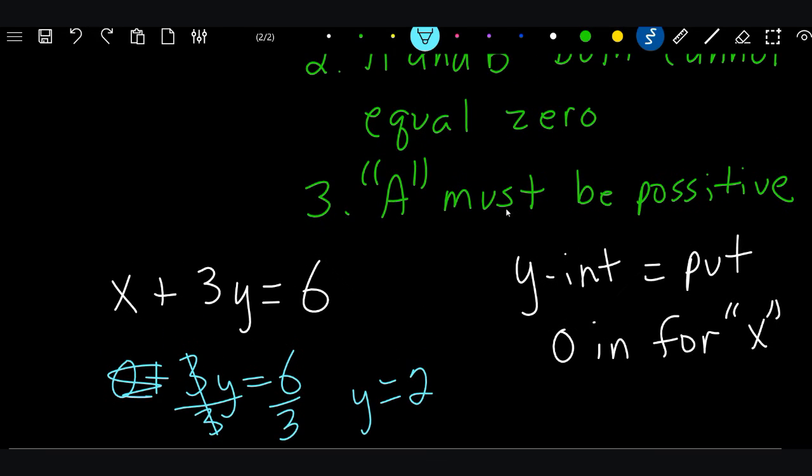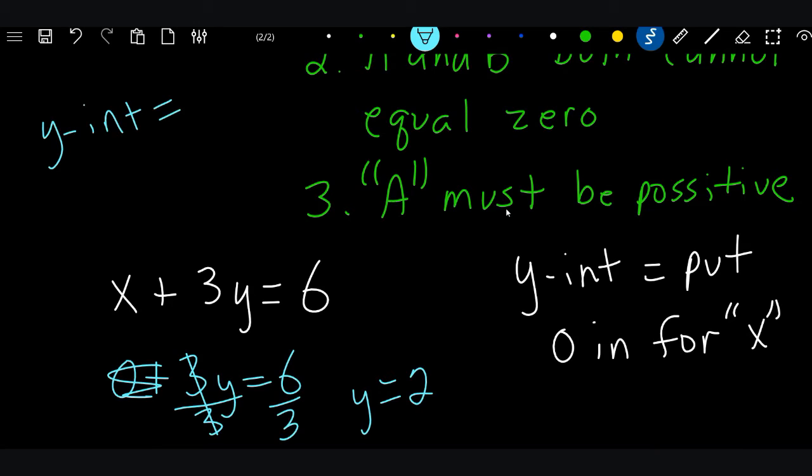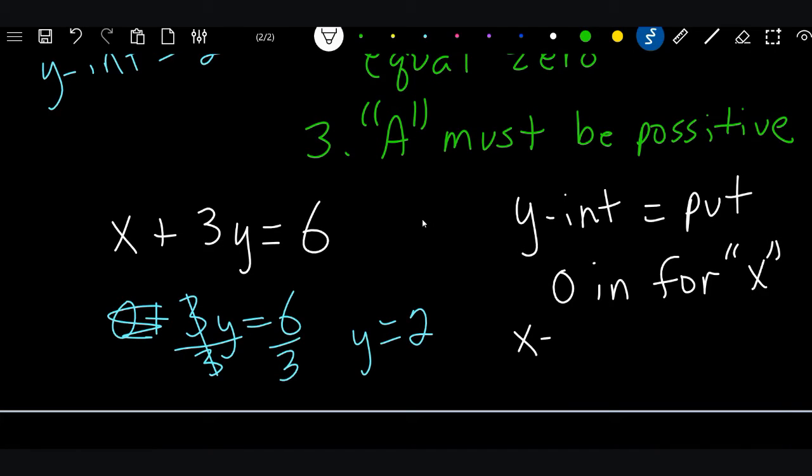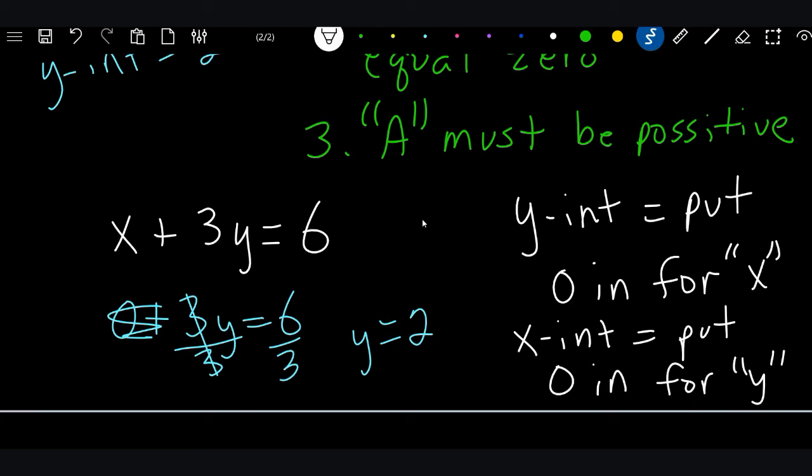Okay, so in this case, our y-intercept equals 2. Now, how do we get the x-intercept? All right, so the x-intercept, what do you think? I mean, come on. You put 0 in for y. That's right. If you get the y-intercept by putting 0 in for x, then you get the x-intercept by putting 0 in for y. You just kind of switch it around there.